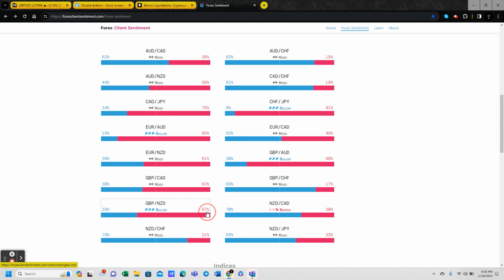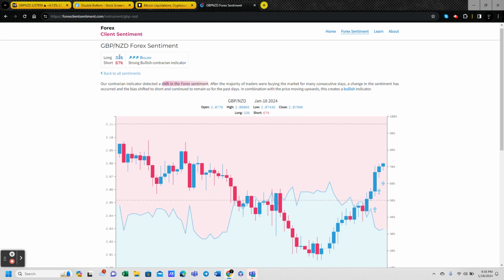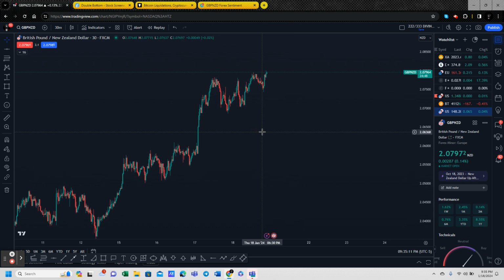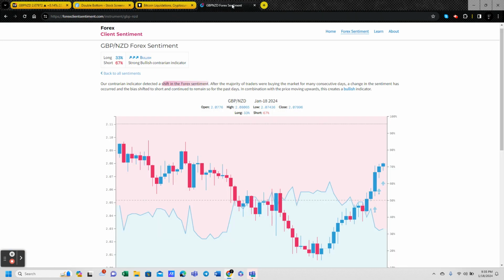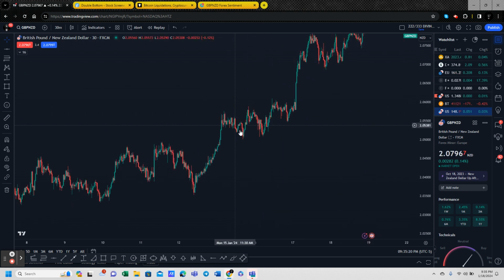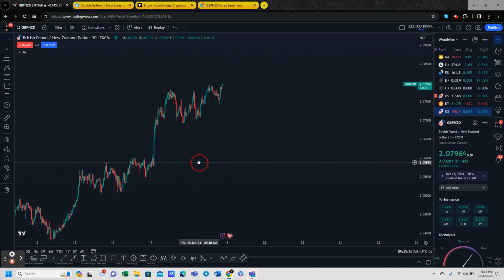67% short on the British pound, New Zealand dollar, and then 33% long. So what are we looking for? We're looking for short. Well, I mean, sorry, we're looking for long setups. All right, so a lot of people are short. They're looking at this like, "Hey, it's short, short." They probably did the same thing here. A whole lot of people probably want to go short. It gave a little bit of a move to go short, but then it pressed against them.